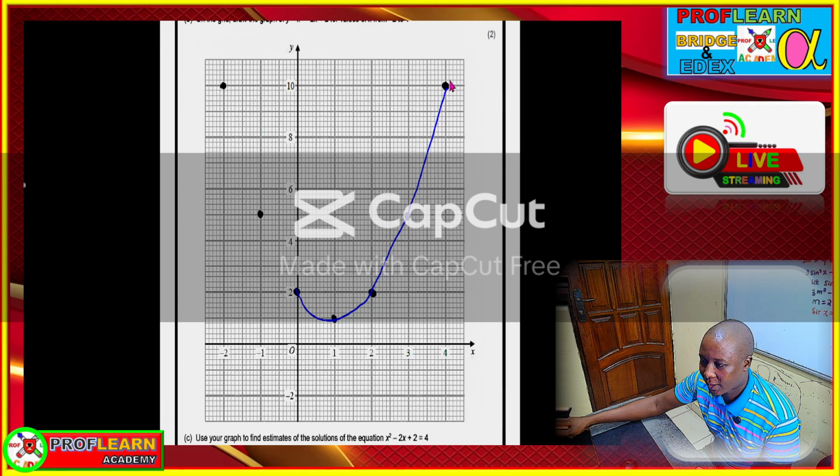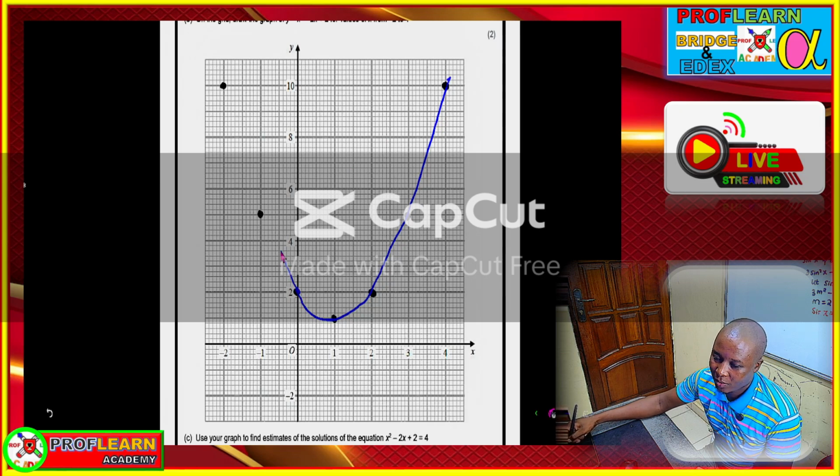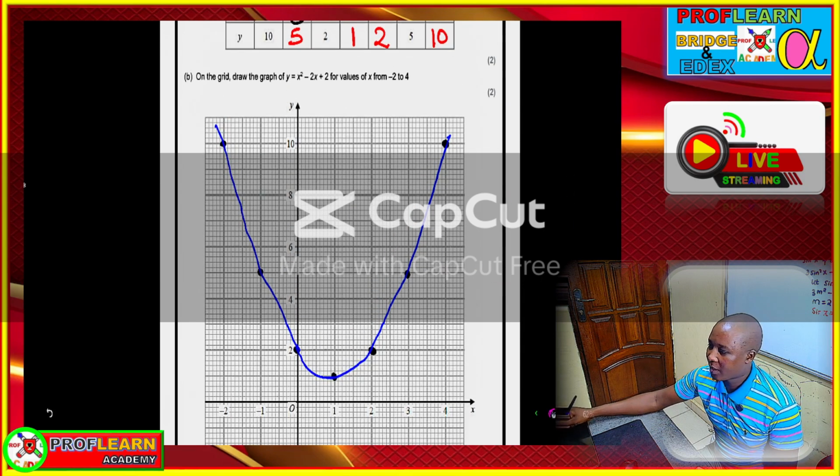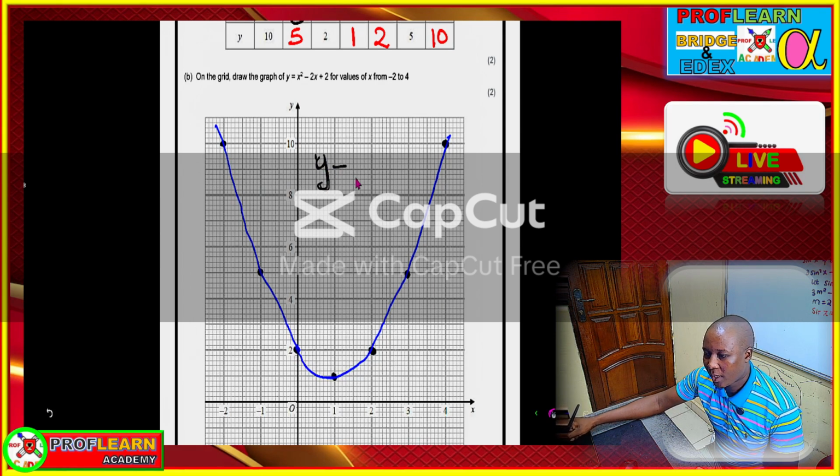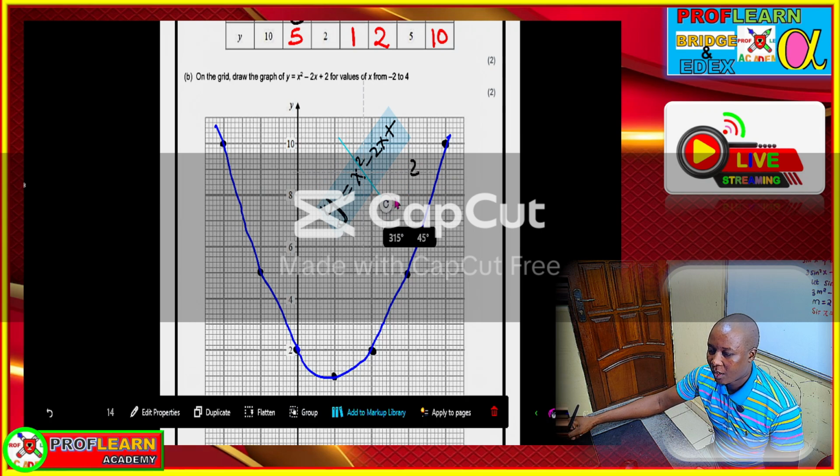Don't struggle like that. Yes. And then we join these points. I believe we are going to reach there, and then we shall have it at that given point. So the graph that we have plotted is the graph of y equals x squared minus 2x plus 2. So this graph that we have plotted here, you can see, has a y-intercept of what? It has a y-intercept of 2.